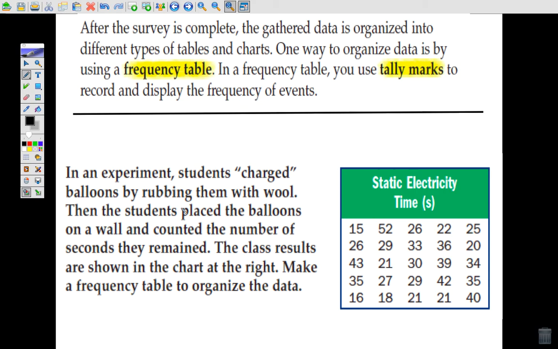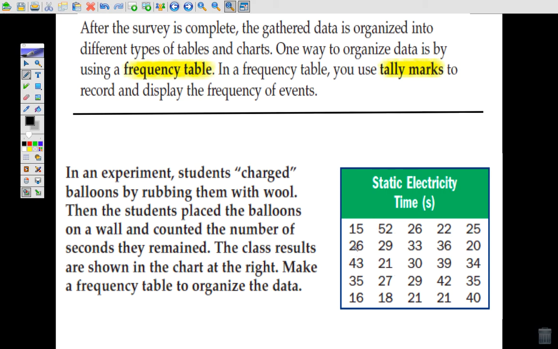So here's an example, and now this is just within a classroom, okay? In an experiment, students charged balloons by rubbing them with wool. Then the students placed the balloons on a wall and counted the number of seconds that they remained on the wall. The class results are shown in the chart at the right. Make a frequency table to organize the data. So this is just the raw data.